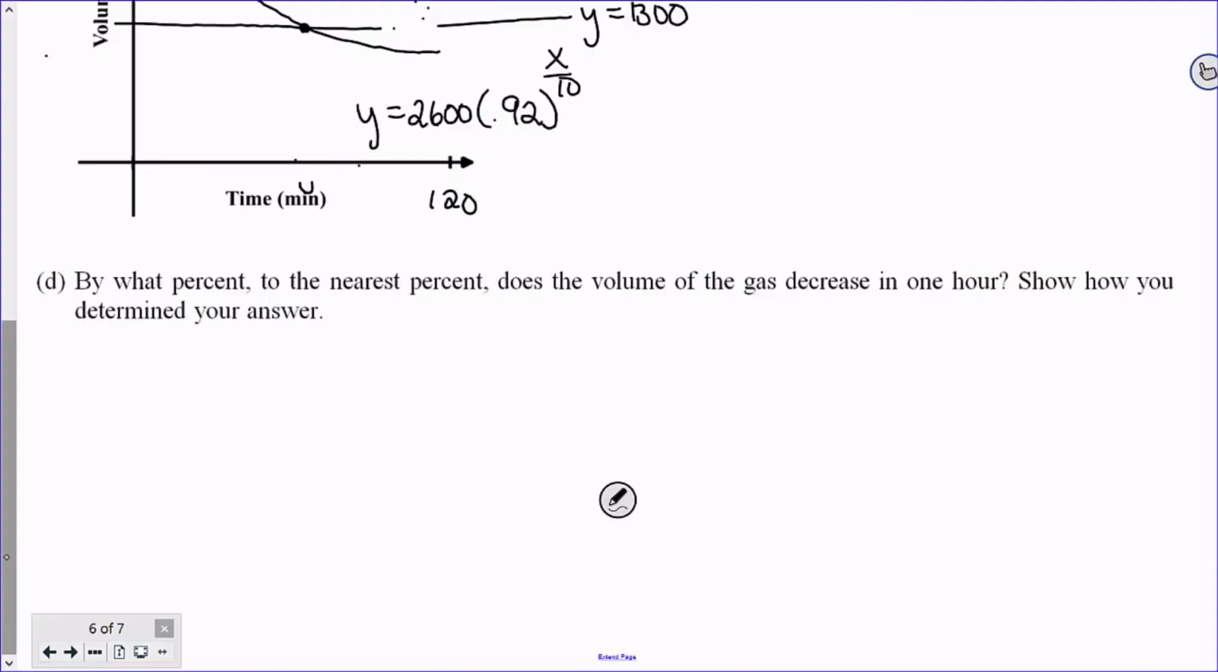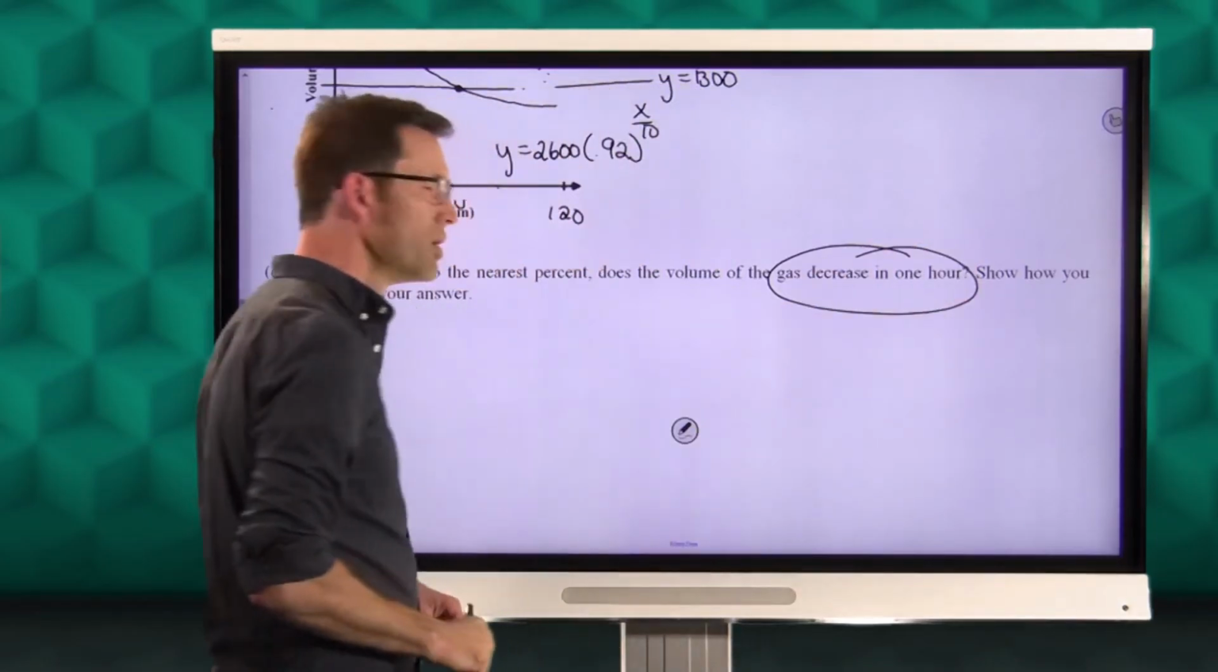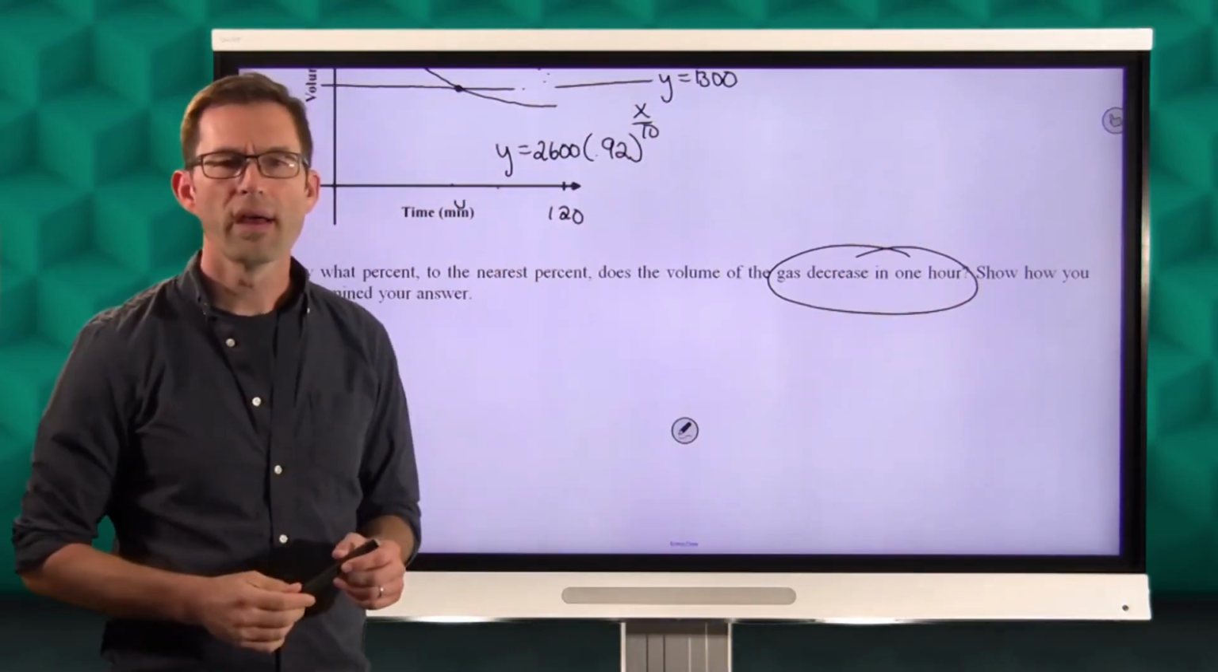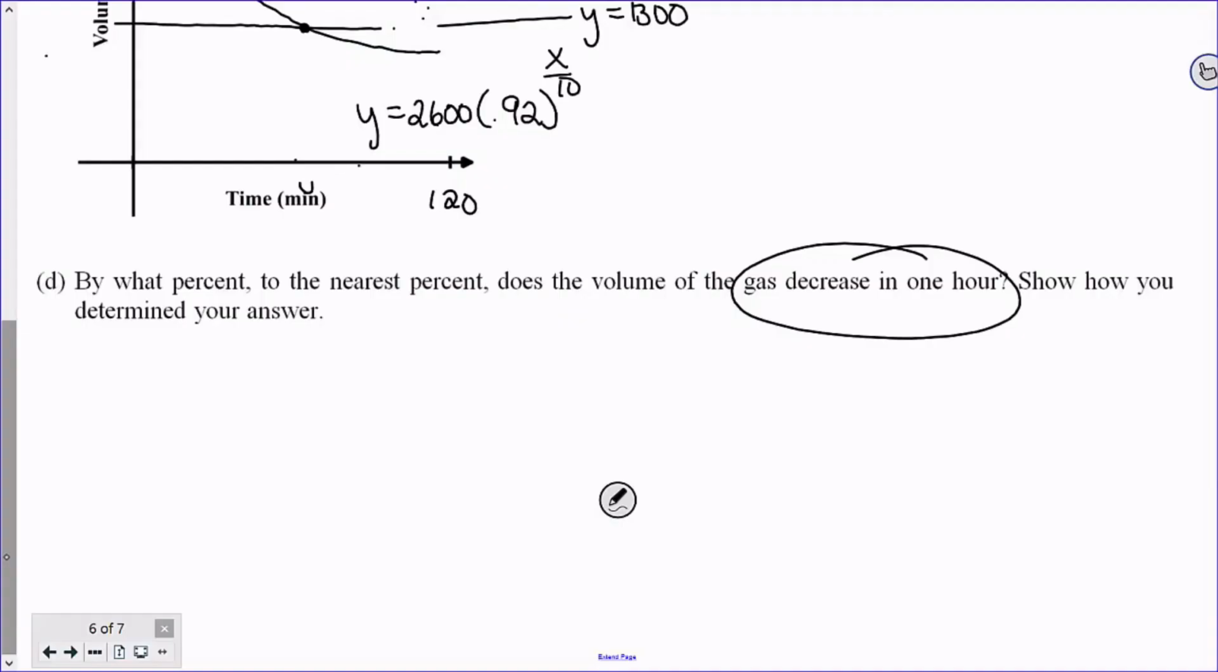All right, excellent. And now let's take a look at the last part of this problem. Similar to before, by what percent to the nearest percent does the volume of the gas decrease in 1 hour? Show how you found your answer. Show how you determined your answer. By what percent does the volume decrease in 1 hour? All right, pause the video now and take a little time to think about this.